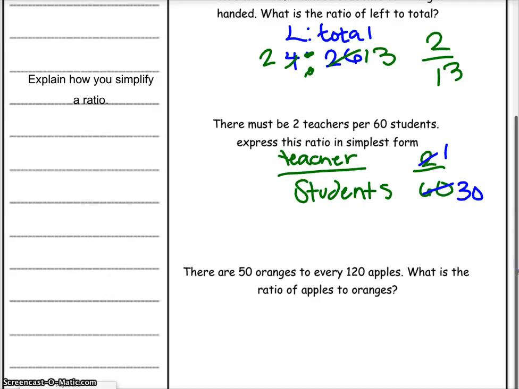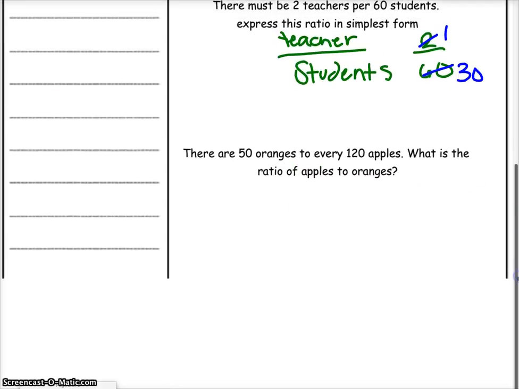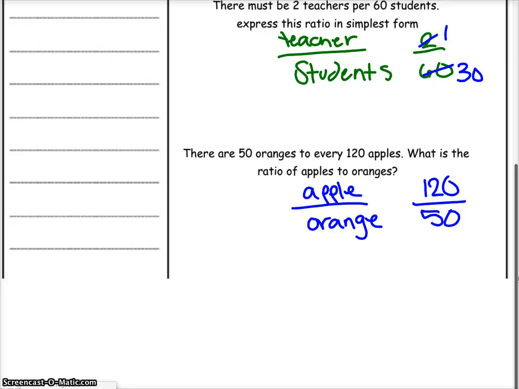Okay, last one. There are 50 oranges to every 120 apples. What is the ratio of apples to oranges? So I need apples to oranges. And apple is on top, orange is on the bottom. You can cross out that 0 and you get a ratio of 12 to 5. Do not turn that into a mixed number. Ratios, you don't convert. You just leave it improper.